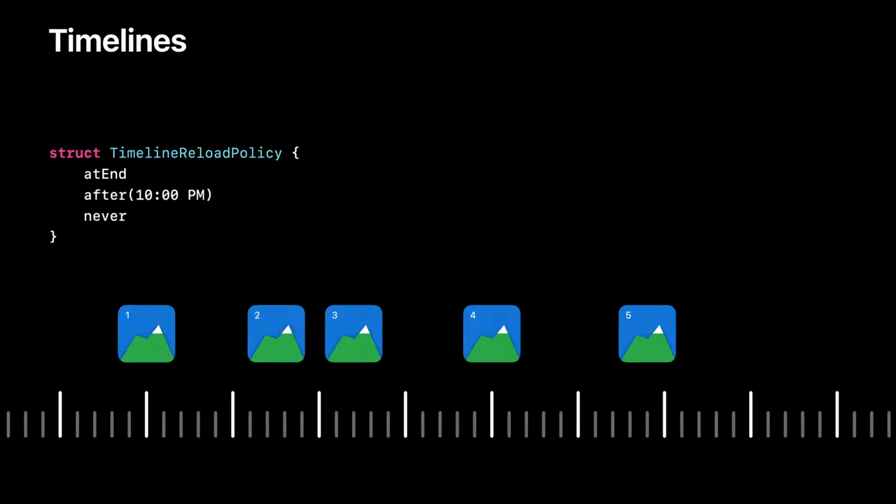Our last option is never. Never means that the system will not independently update a widget. It is up to us to explicitly tell the widget when to reload via the Widget Center API. Note that there may be many timelines active at the system at a time, each with its own reload policy. In order to provide the best user experience and provide widgets updates as close to when the user will see them as possible, the system intelligently schedules updates. This means at end and after represent the earliest times a widget can be refreshed.